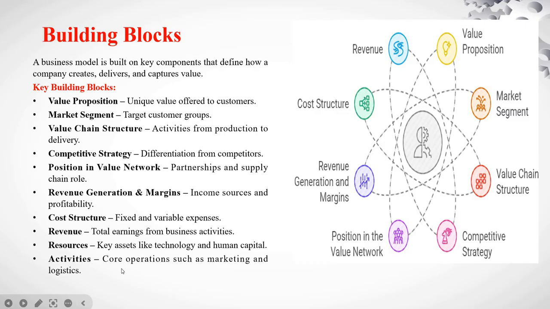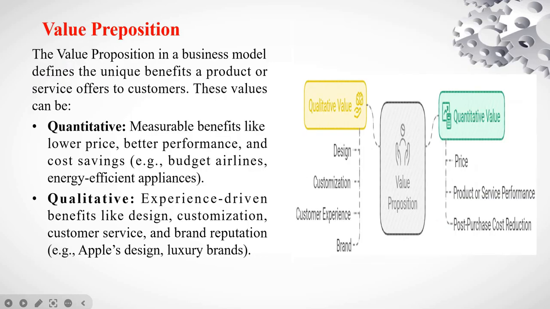Then the last one is activities. These are the core operations and processes that drive the business, such as product development, marketing, and logistics. An example is Zara. It focuses on fast fashion production and retail expansion. So these are the basic building blocks of a business model.